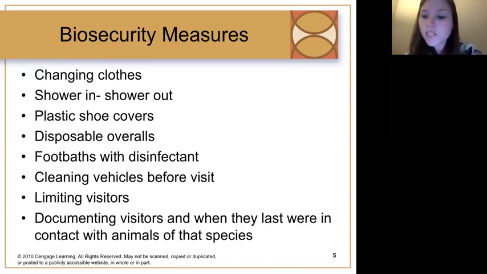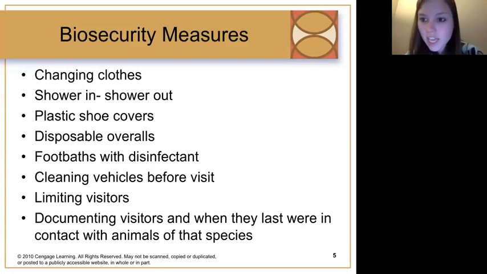So foot baths with disinfectant to clean shoes. But more than likely, if a farm has this in place, you're going to be getting new boots upon arrival or boot covers. Cleaning vehicles before the visit, and then cleaning vehicles after the visit. So basically power washing them down in case they've been on a farm and kicked stuff up.